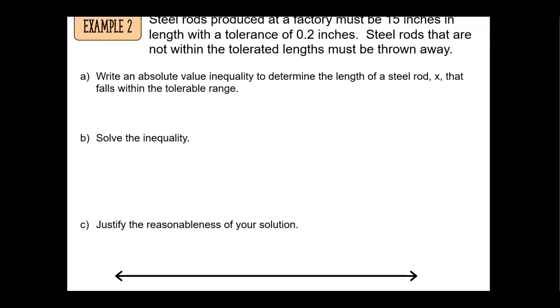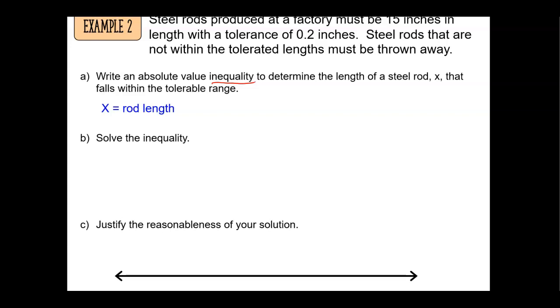Trash. All right. So letter A says write an absolute value inequality. Are you listening? Inequality means you're going to use a less than sign or equal sign. So to determine the length of a steel rod X that falls within the tolerable range, write this down, please. X is going to be your rod length. Write down. Go back. Yeah, we already did C, but you missed it. So X is your rod length, which is 10. Sorry, that's a lie. 15. And then your tolerance, which you're going to change, is 0.2.